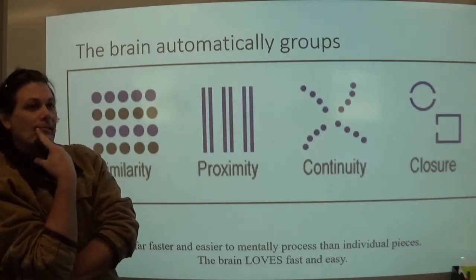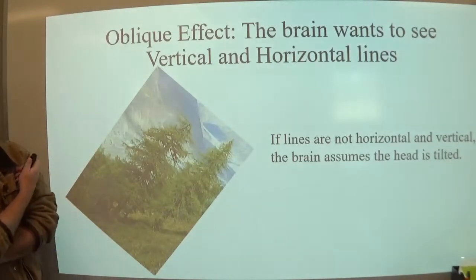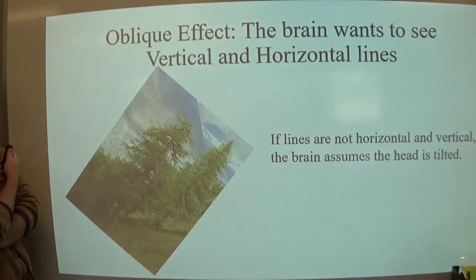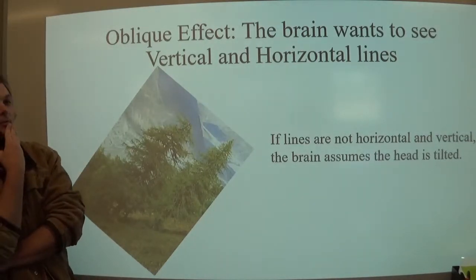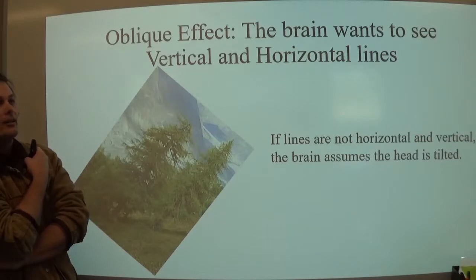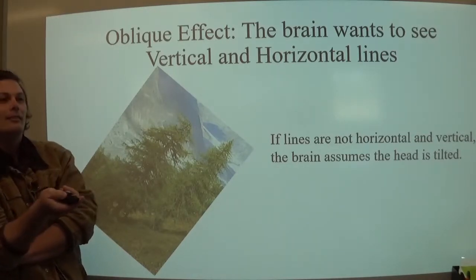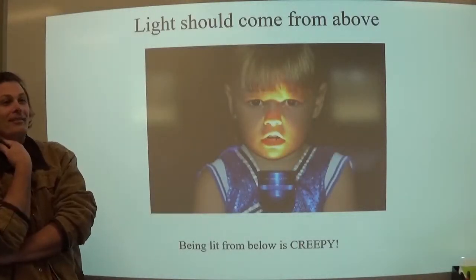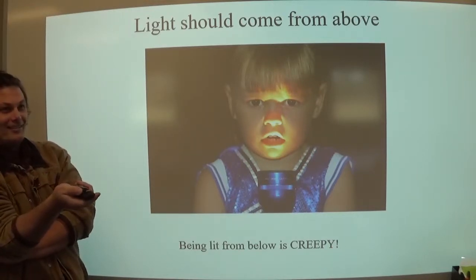Also, the oblique effect. The human brain loves to see vertical and horizontal lines. We're trained for it. If it sees a line that isn't vertical or horizontal, especially a bunch of them, it will assume your head is just tilted and the lines really are vertical or horizontal. It's you that's not. These are all the stories that the brain tells you. Light should come from above. If you see something that's lit from below, we consider that to be kind of creepy. Disney shows use that a lot.